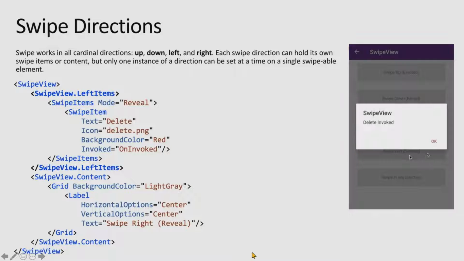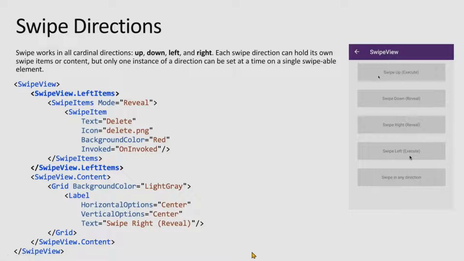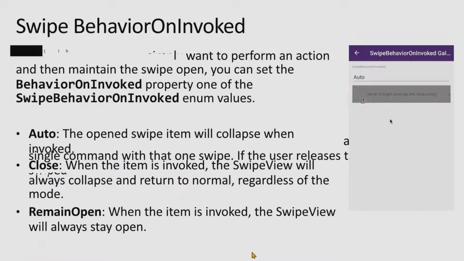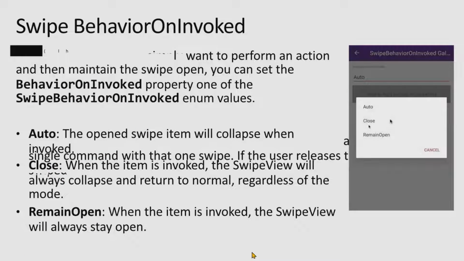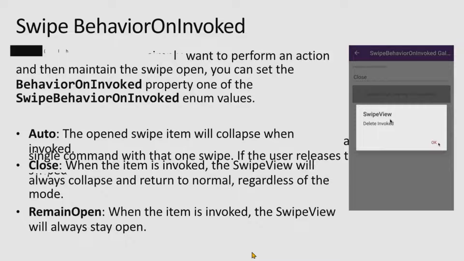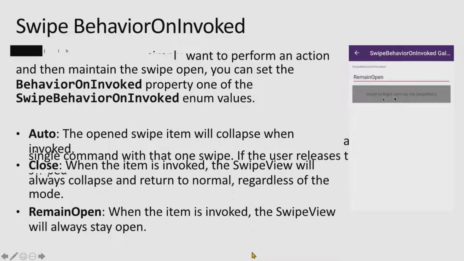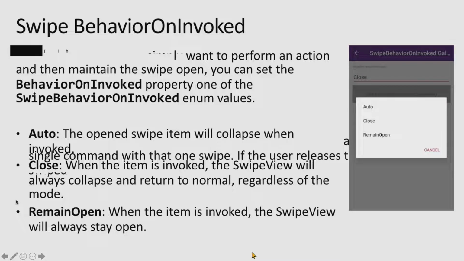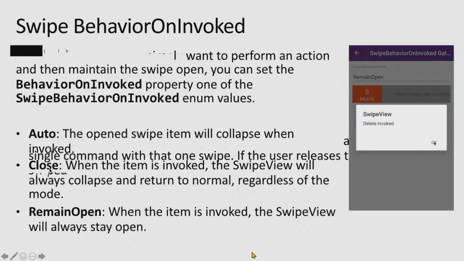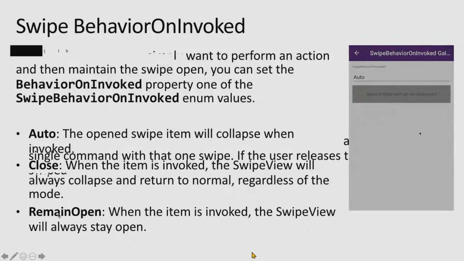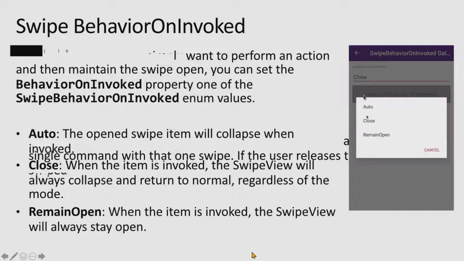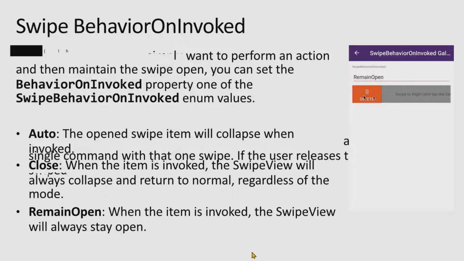And as you can see in the GIF that we will see later with a demo, you can swipe in any direction. We also have the behavior invoke, which is the behavior that the swipe view will have when we press or tap any of the commands. We have auto by default. That means that the swipe view by default will be closed. Of course, we can set it explicitly with the close option, but there is another option that is remain open. This option means that if we tap one of the commands, the swipe view will remain open.